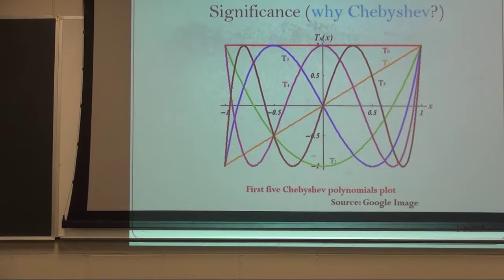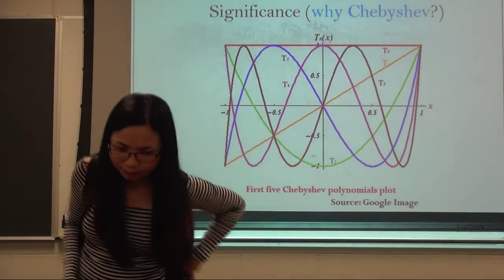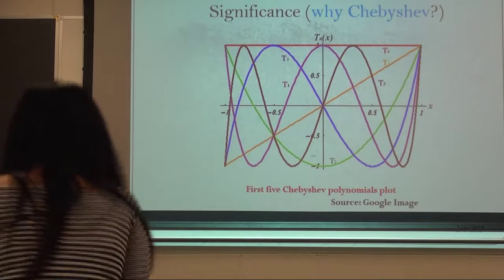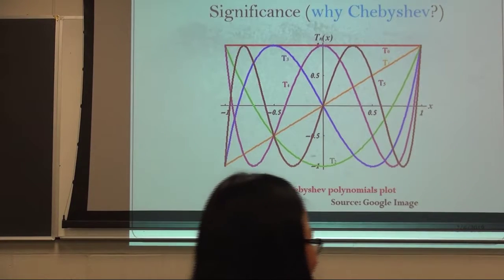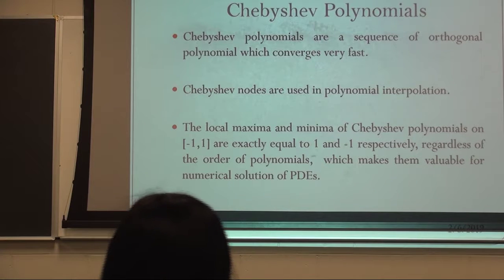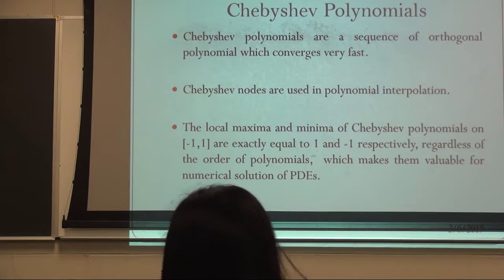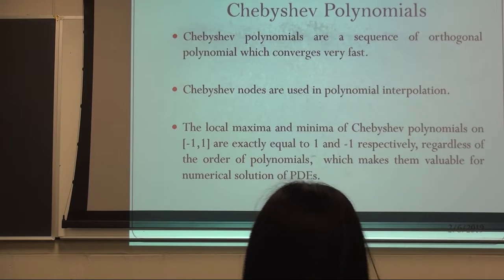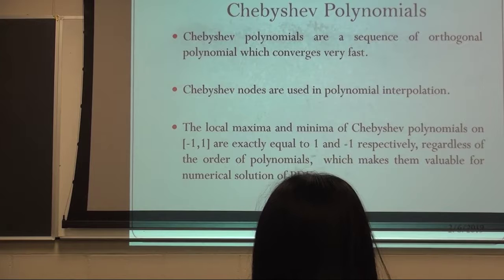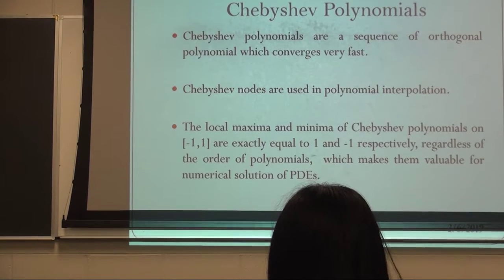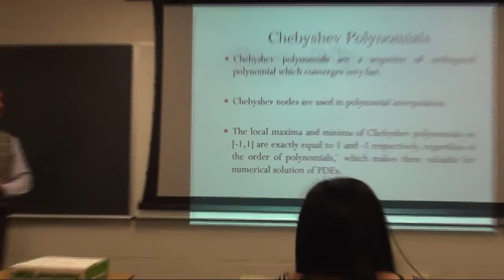polynomials. So this is just the first five Chebyshev polynomial plots. If you plot them, you will get a figure like this. So I think it has very nice properties like this. The very important property is that it is a sequence of orthogonal polynomials which converges very fast. That's what we call spectral convergence.